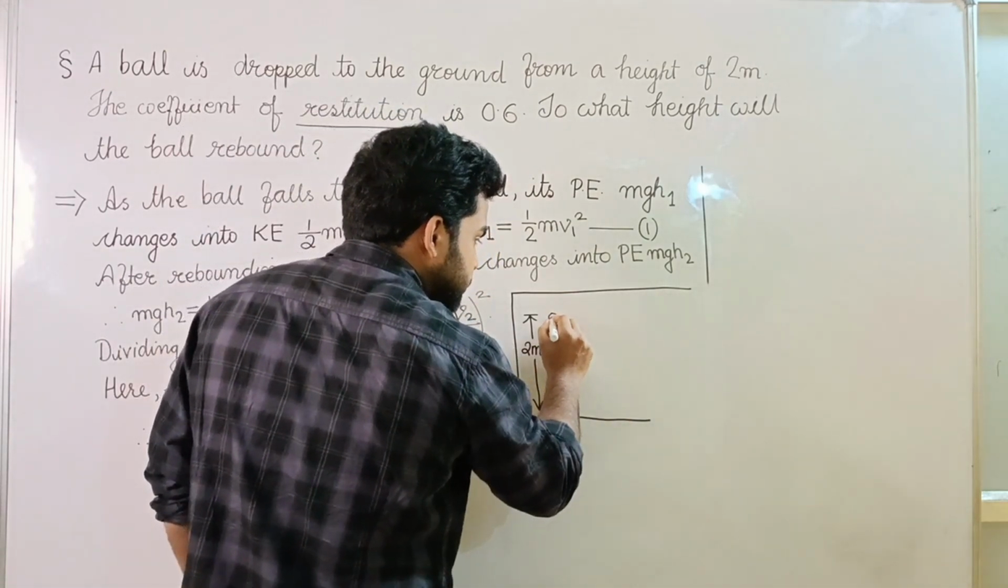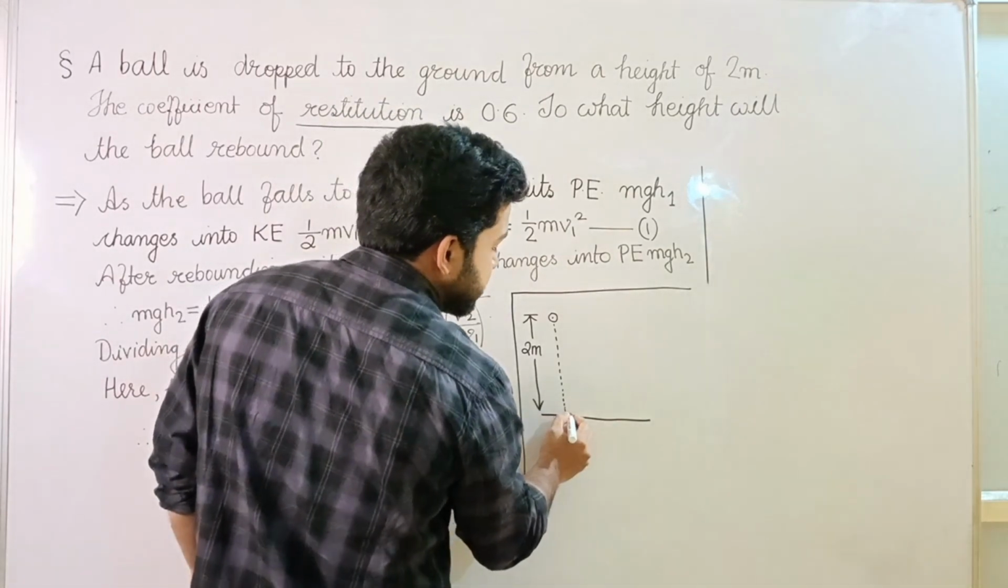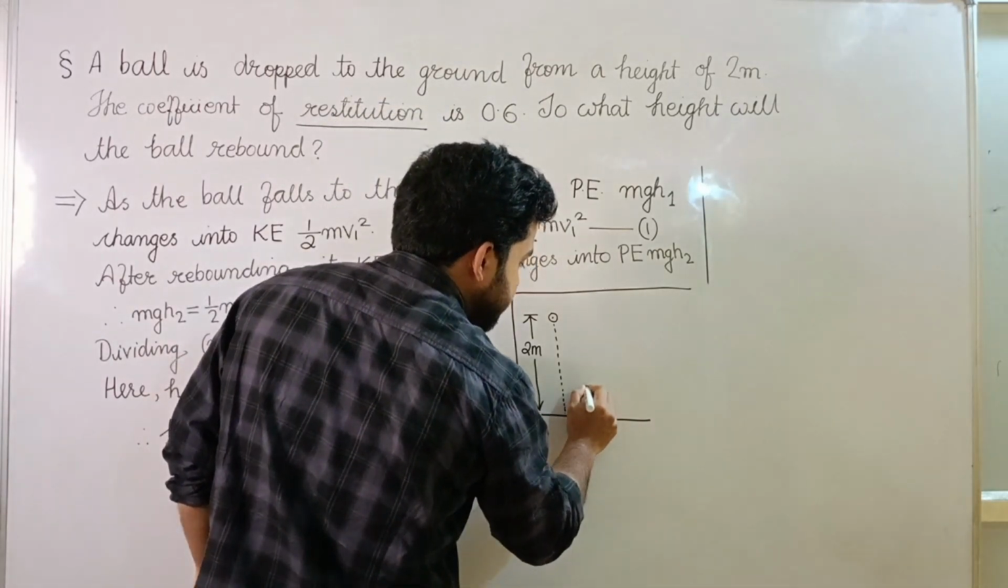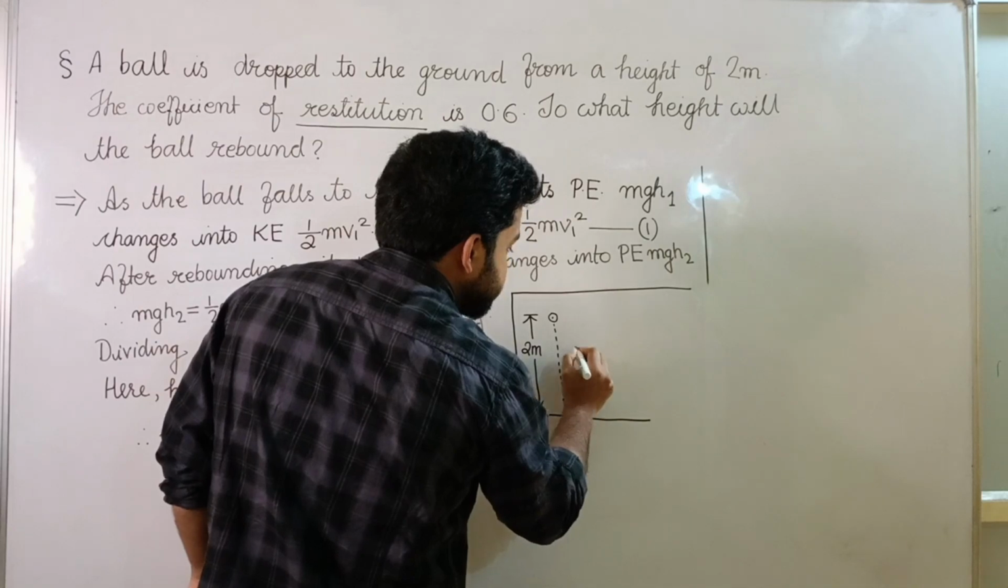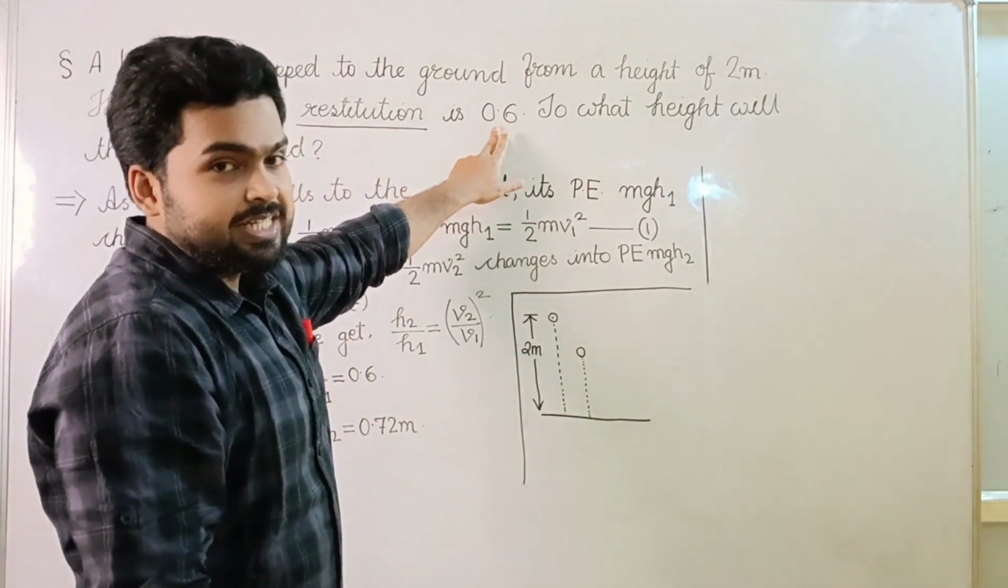Here there is potential energy, and all that energy gets converted into kinetic energy at this point, and the ball starts to rebound upwards. But the coefficient of restitution is given as 0.6. That means it is not an elastic collision.